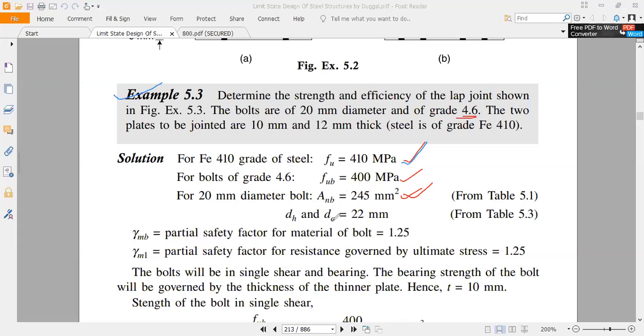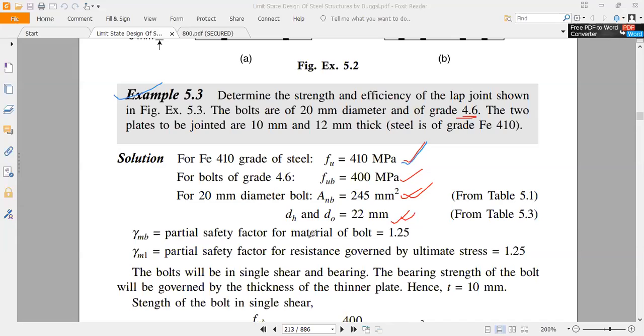Now d0 is, this is 20 millimeter. So dh or d0, whatever you can say, that is basically the hole diameter, equal to 20 plus 2, that means 22 millimeter.